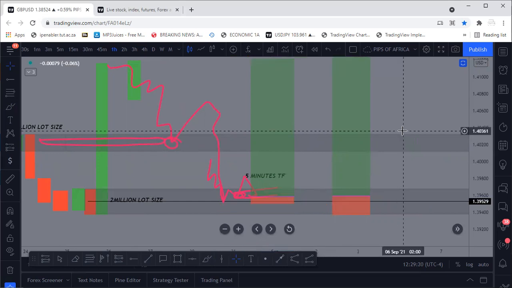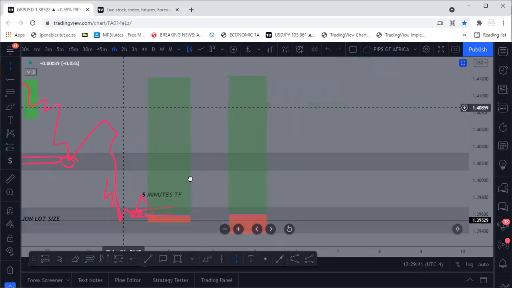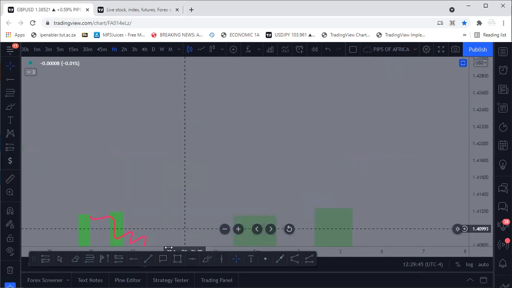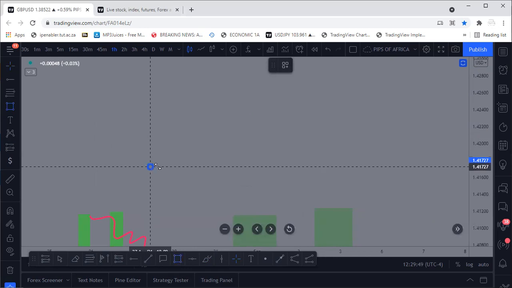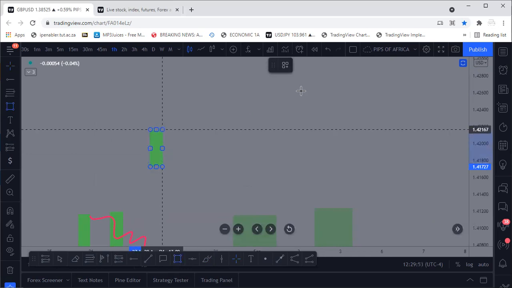All right. Why is it so important to wait for break of market structure on the lower time frames? Let me show you this. The market makers have introduced this thing. They do this thing now. Let me show you. Let's say this one is an order block. Right?